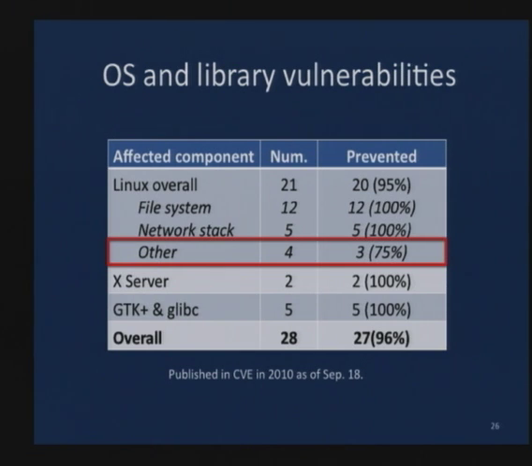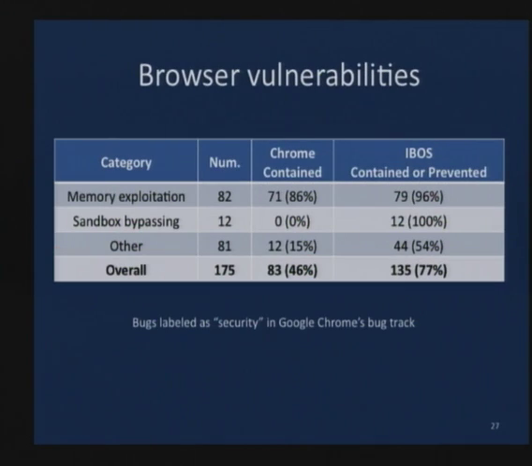Now, in addition, the main point of IBOS is to try to shore up these low-level libraries, but we also do improve browser security as well. So what we did is look at 175 security vulnerabilities from the Google Chrome bug list, and we compared how well Google Chrome contained them versus how well IBOS contained or prevented them.